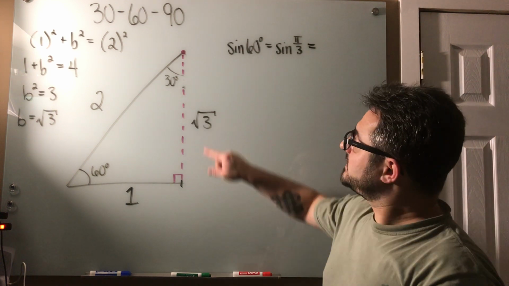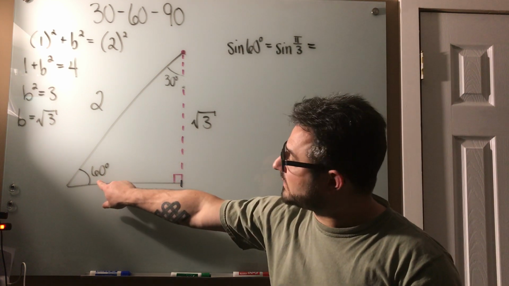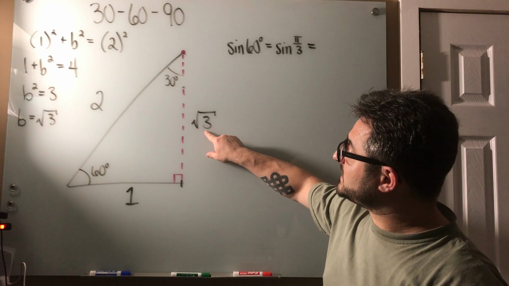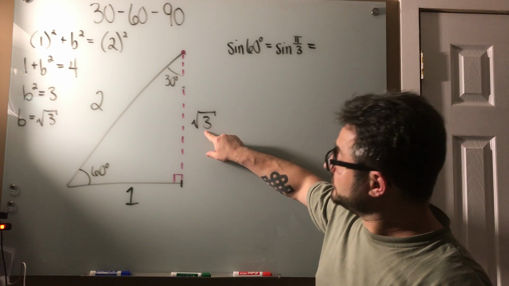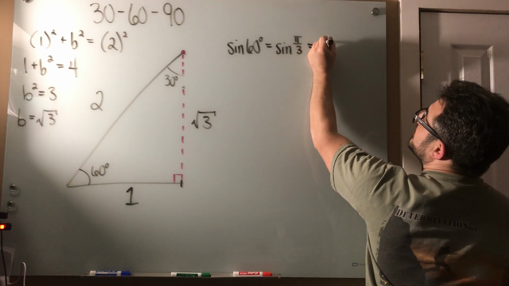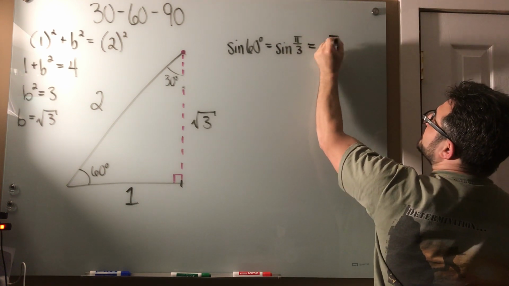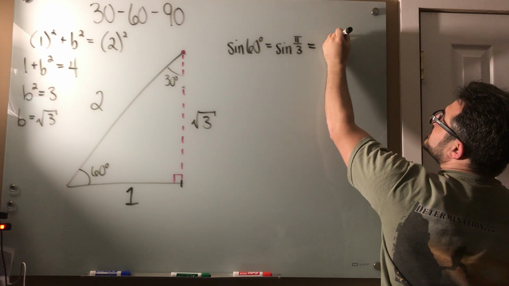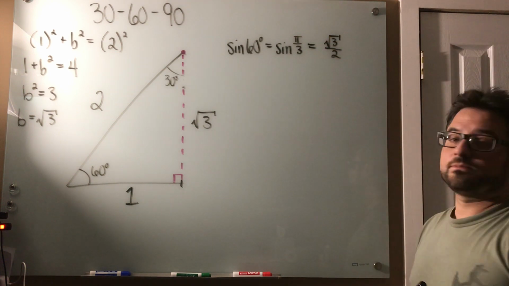Sine then is opposite. We're talking about the 60-degree angle, so the opposite is root 3 and the hypotenuse is 2. So the sine of 60 degrees, or the sine of pi over 3 radians, is square root of 3 over 2.